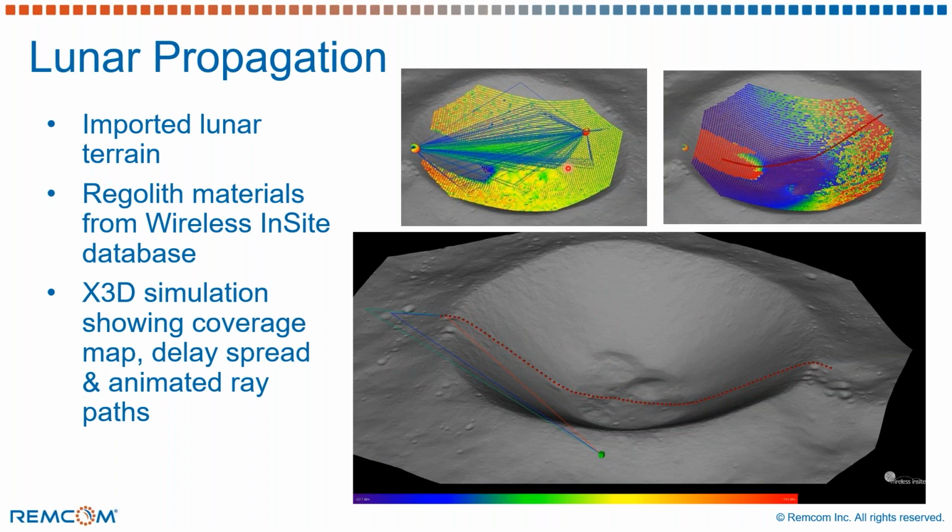This top left image here shows power and just a sample of paths between transmitter and receiver. And this shows delay spread actually, and you see how high the delay spread can get. And this is because of all the bouncing paths in this crater.